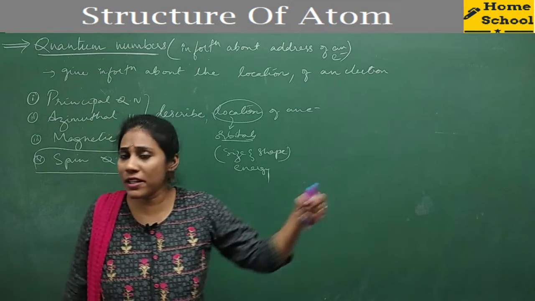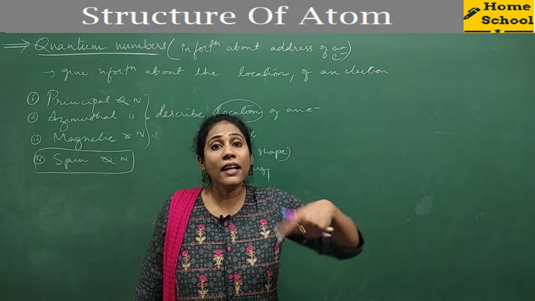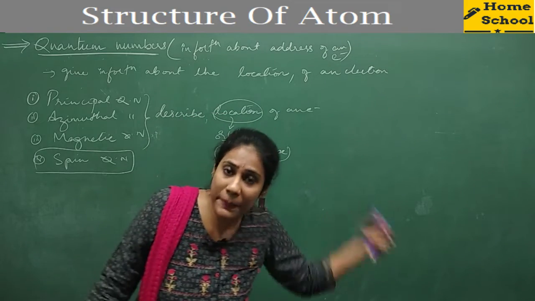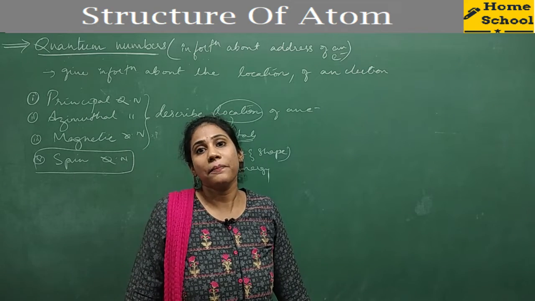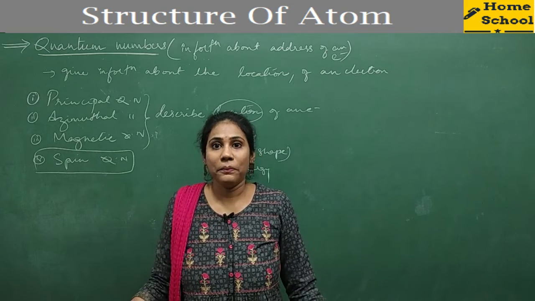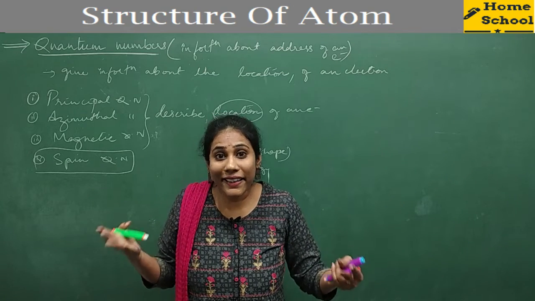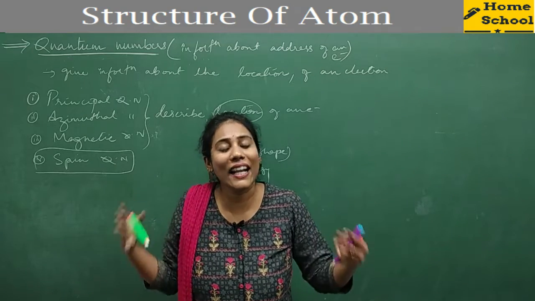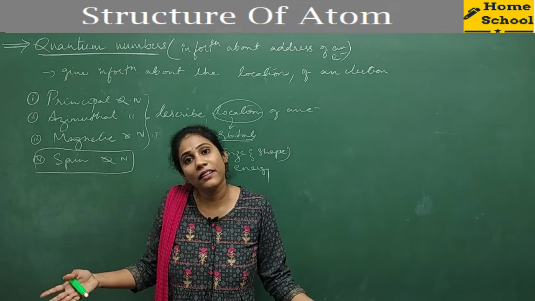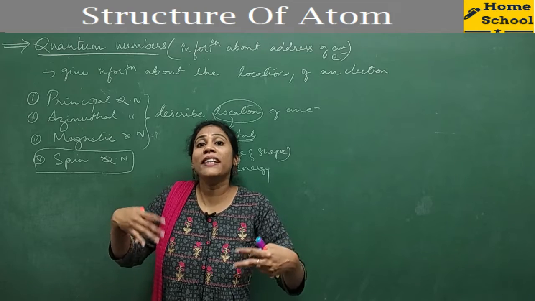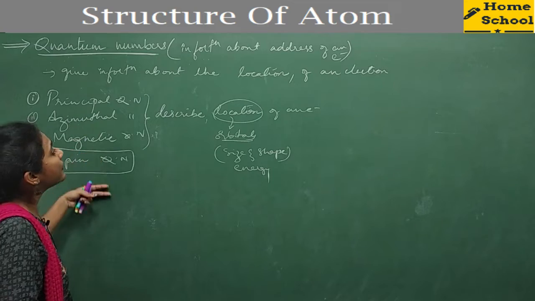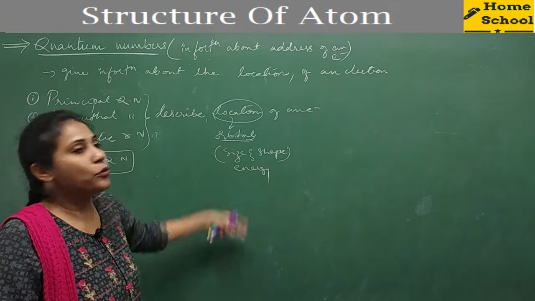We know electrons are present in orbitals, but there are many different types of orbitals. In which orbital exactly is the electron? Say for example, my address: I stay in India, but where exactly in India? In which state do I stay? Which district do I stay in? If you want to know the detailed address of an electron, these quantum numbers will help us tell that.